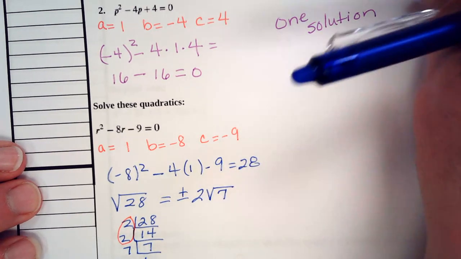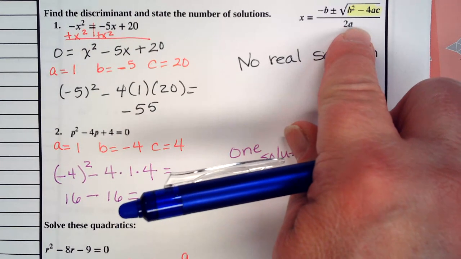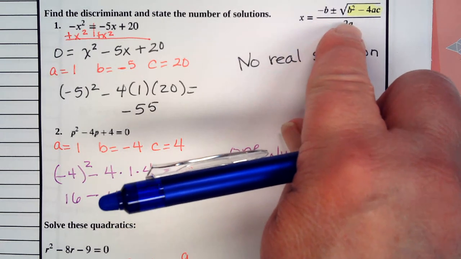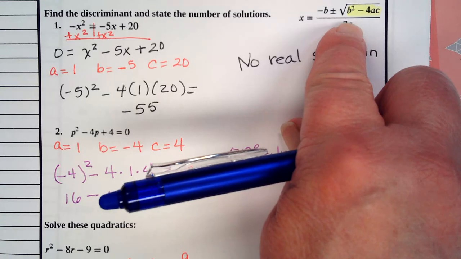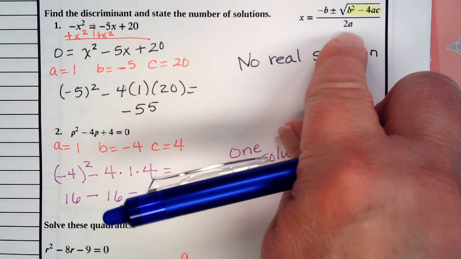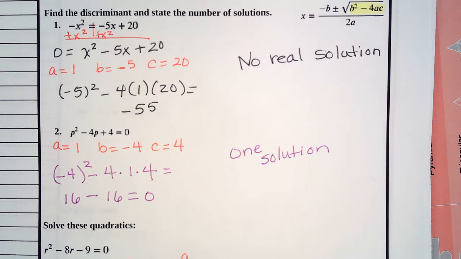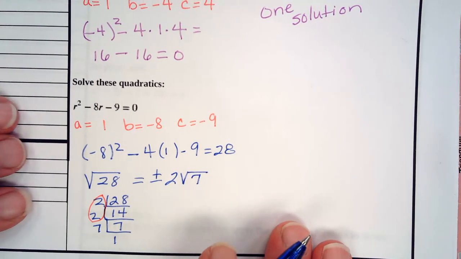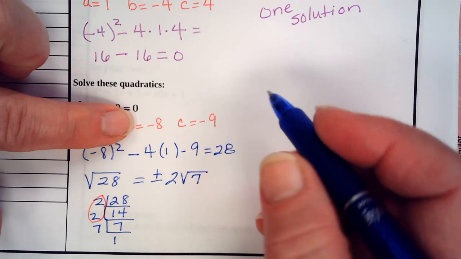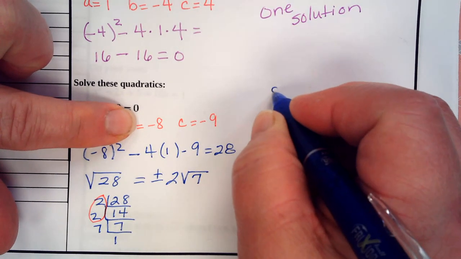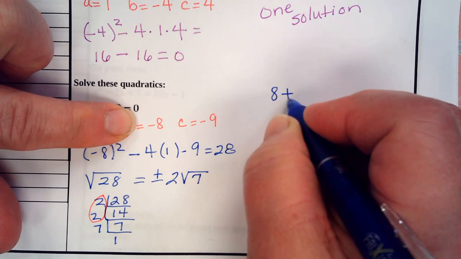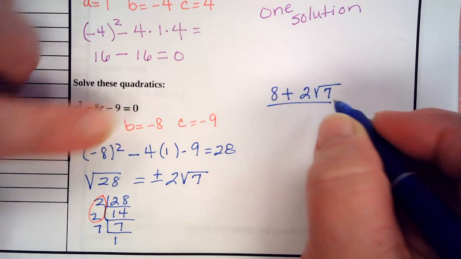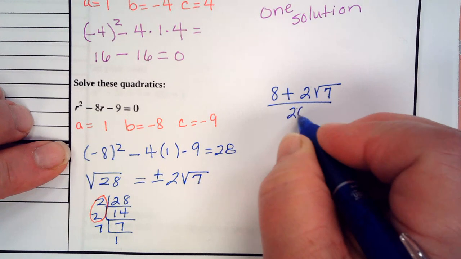Okay, now I've done all the work. I've got all this done. I just have to worry about finding the opposite of b, adding 2 square root of 7, then dividing by 2a the first time. Second time I will subtract. So let's start out. The opposite of b. b is negative 8. The opposite is positive 8. Add it to 2 square root of 7. Divide by 2 times 1.